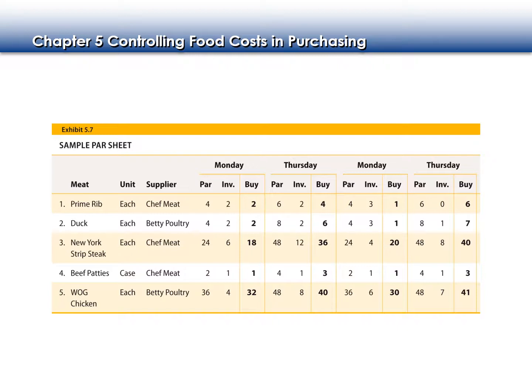What's the most popular item? New York strip. The New York strip and probably the chicken. Okay, so the New York strip and the chicken is what we have the highest par of. The things that we don't serve a lot of, we have a little bit lower par. Plus, a prime rib, you're buying a whole prime rib. I'm probably not gonna buy 24 prime ribs. Okay? I only need to have 4 prime ribs. Questions, comments, concerns about that?